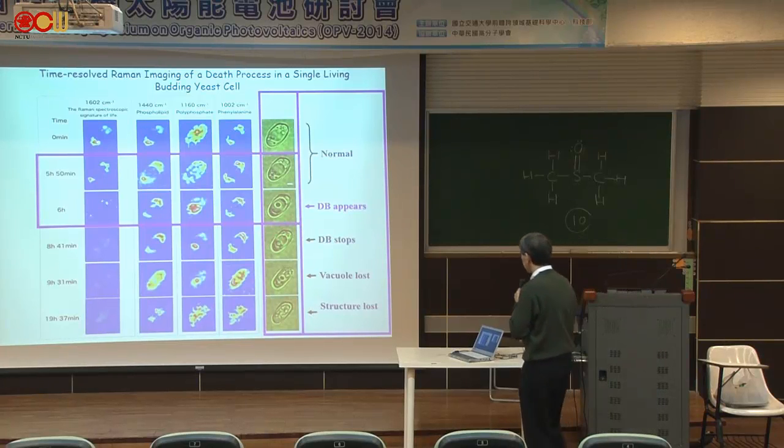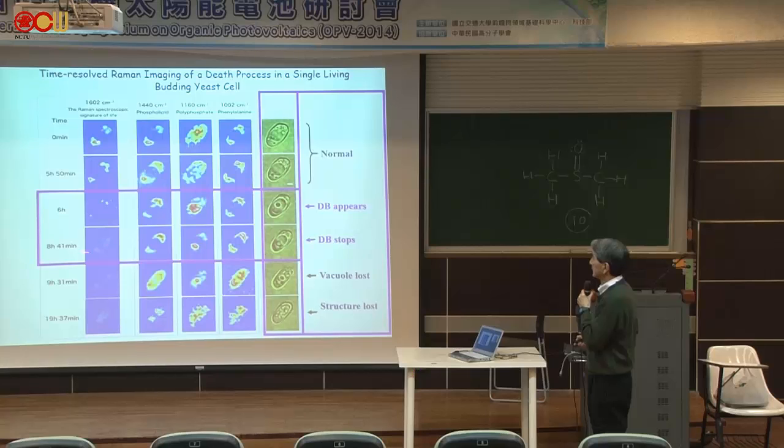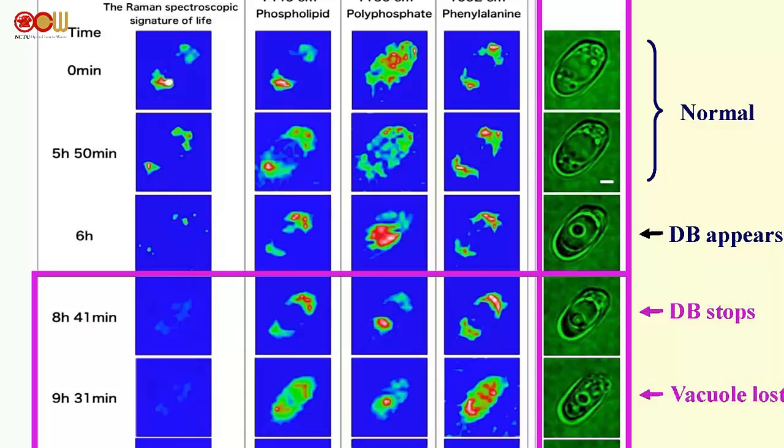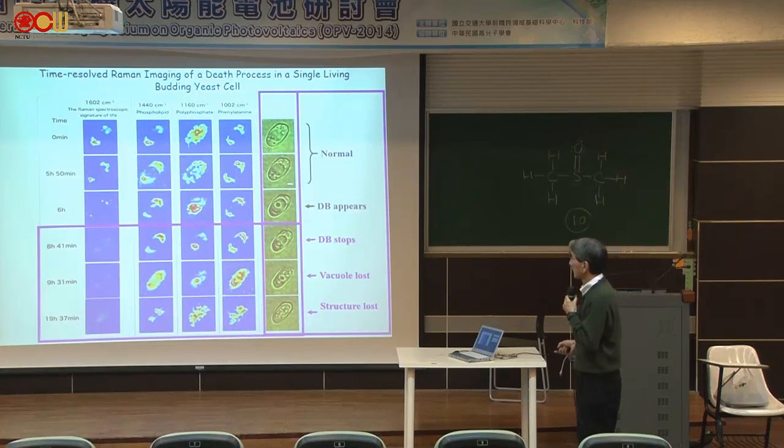And then after that, there is not much change here, but the 1602 wave number band is really disappearing. And then if you go to here, you see also by Raman, here you have the vacuole clearly, but not here, and the structure is destroyed.